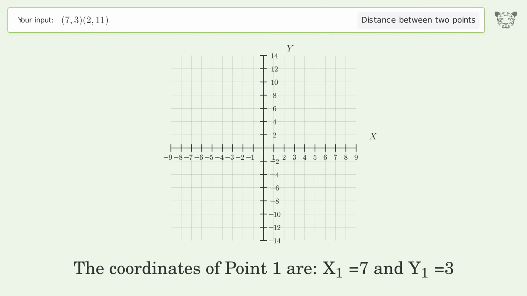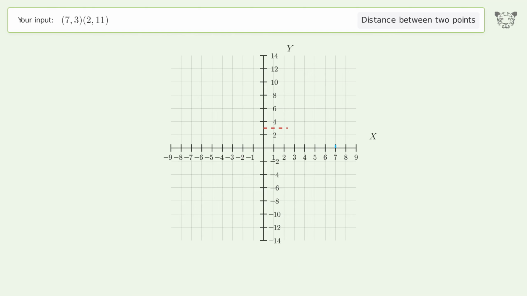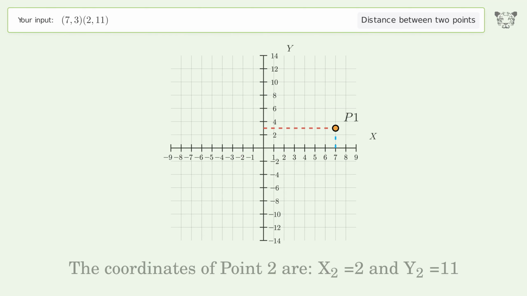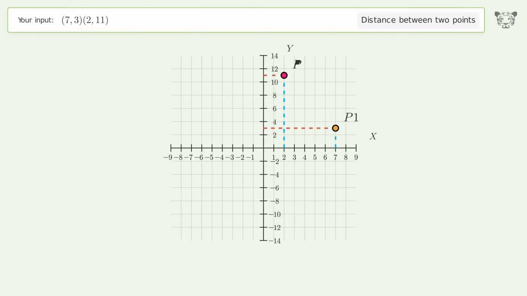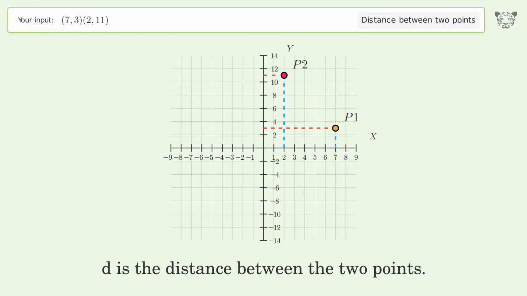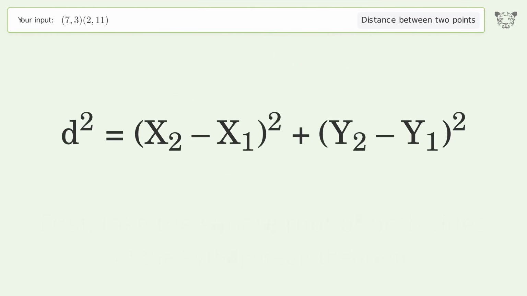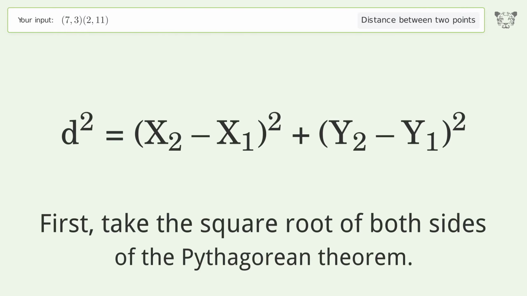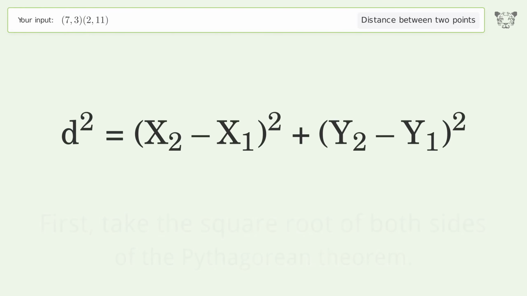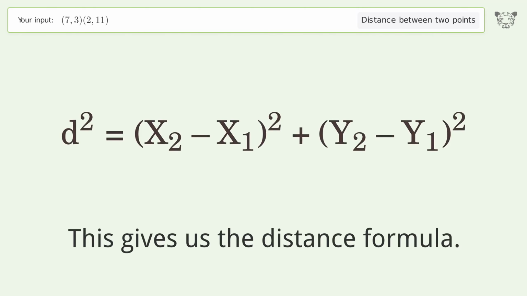The coordinates of point 1 are x1 equals 7 and y1 equals 3. The coordinates of point 2 are x2 equals 2 and y2 equals 11. D is the distance between the 2 points. First, take the square root of both sides of the Pythagorean theorem. This gives us the distance formula.